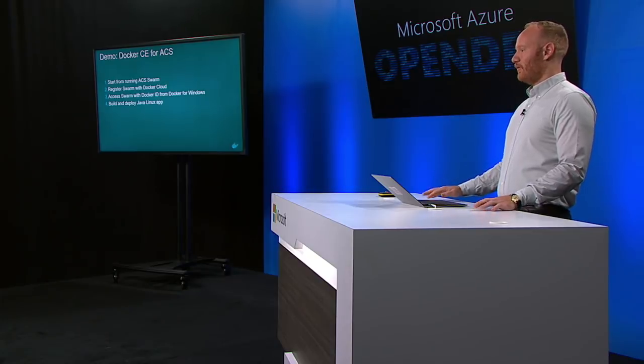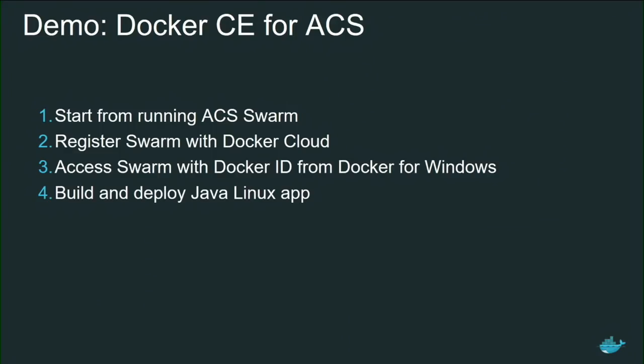So the demo I'll show is I already set up a Docker Community Edition swarm on Azure Container Service. So what I'll do is I'll register that with Docker Cloud using my Docker ID. And then I'm gonna show you how you can use Docker for Windows and Docker for Mac to access that swarm from your development laptop or desktop, and how you can then build and deploy an app on Azure Container Service.